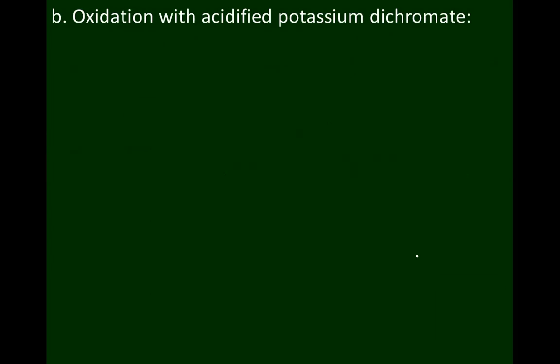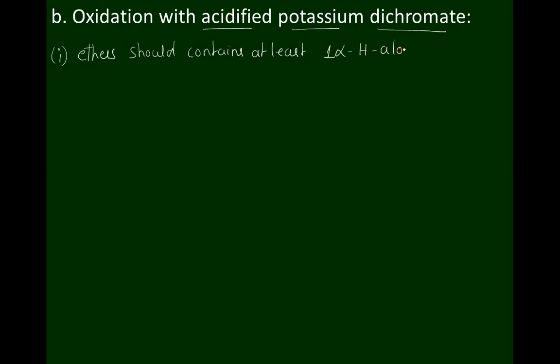Oxidation of ethers by using acidified potassium dichromate. An ether should satisfy two conditions to undergo oxidation with acidified potassium dichromate. The first condition is that the ether should contain at least one alpha hydrogen atom.